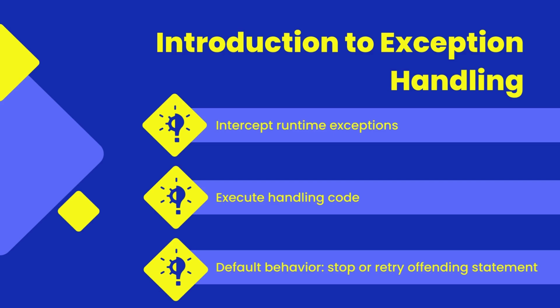Exception handling routines intercept runtime exceptions and execute a block of code which handles them. If there is no exception handler, Sheerpower returns an exception message specifying what the exception was and where it occurred. Sheerpower stops program execution or tries the offending statement again.